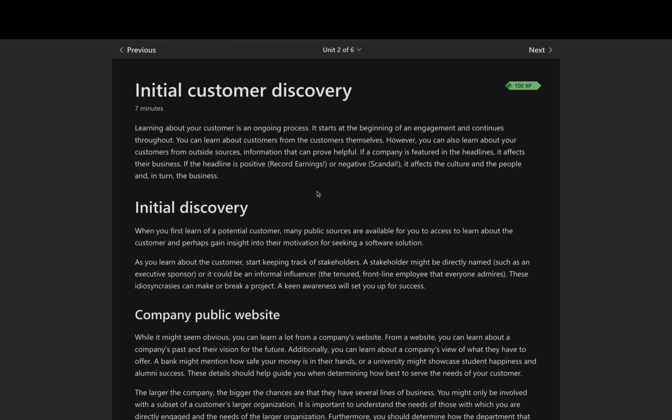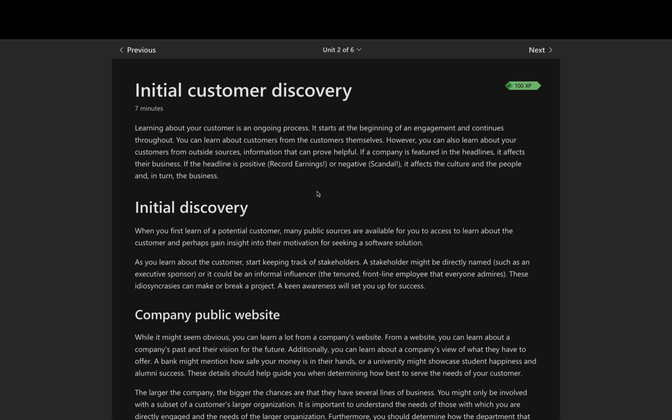Initial customer discovery. Learning about your customer is an ongoing process. It starts at the beginning of an engagement and continues throughout. You can learn about customers from the customers themselves. However, you can also learn about your customers from outside sources, information that can prove helpful.